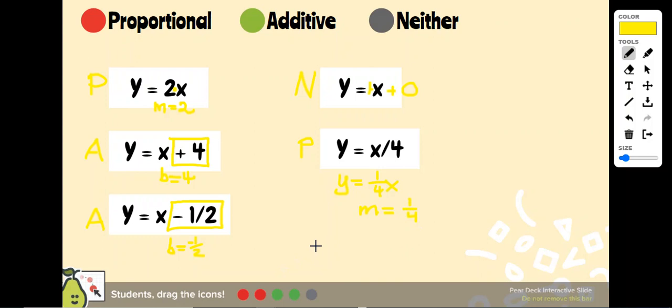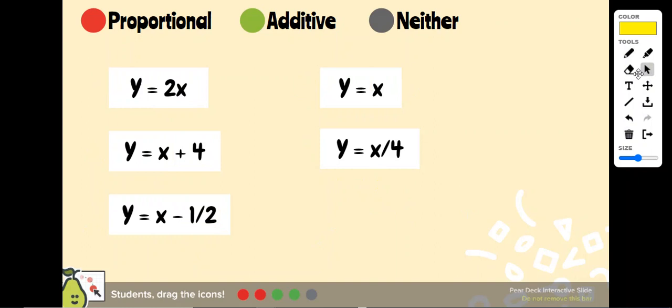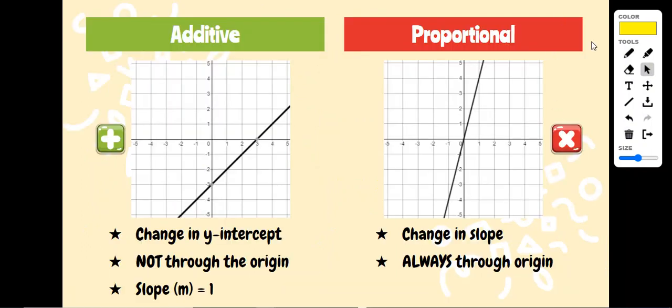Hopefully, you're able to now determine the difference between additive and proportional equations. Now let's take a look at the difference between additive and proportional graphs.